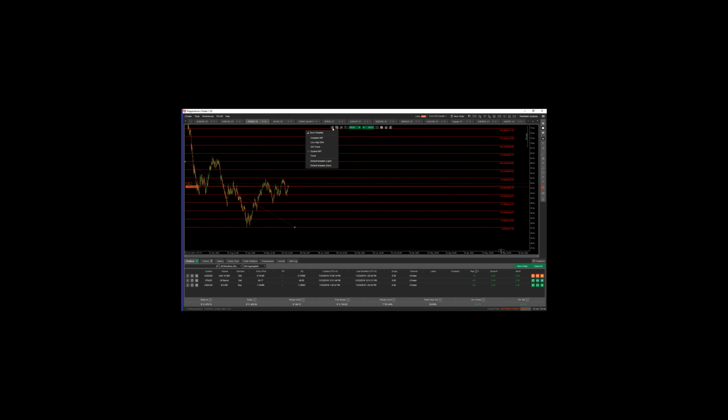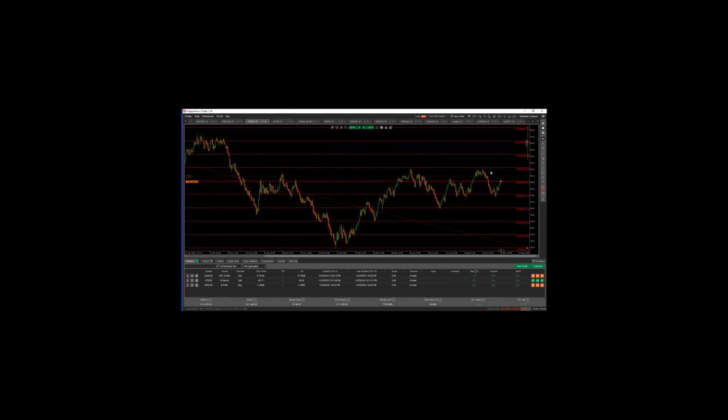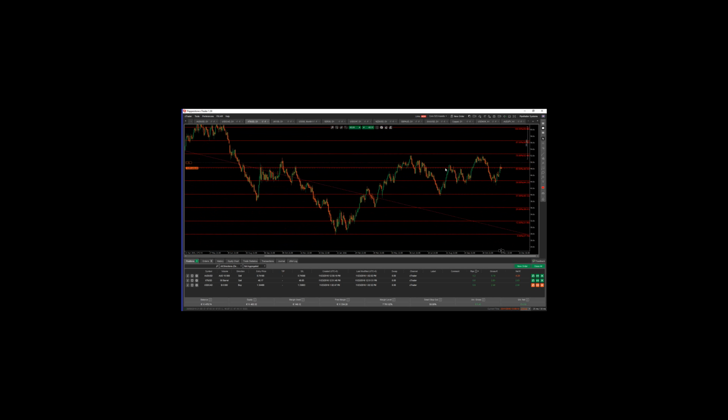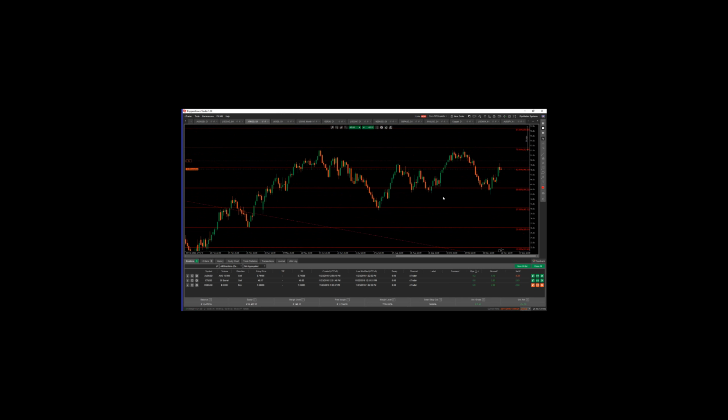Okay, so you see we are right now at the 62.5 level, which in reality is also a double top. You can clearly see that here. What I'm going to do is remove everything apart from the 50, 75, and 25.